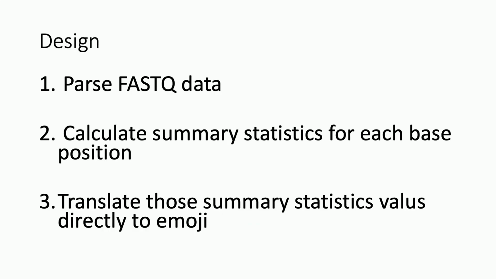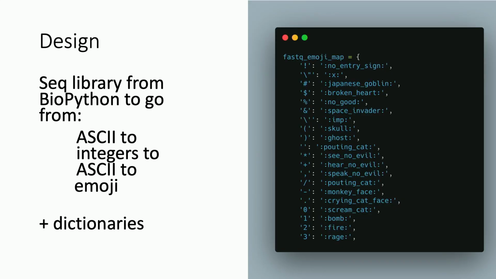The design is very basic, actually. Take the FASTQ format, pass through it, calculate those summary statistics, and then convert them into emoji. Under the hood in Python, it just takes ASCII characters, turns them into integers, summarizes them, turns them back into ASCII characters, and then maps them to emoji. So it's really obvious to people who are learning the FASTQ format how you get from emoji to the scores.